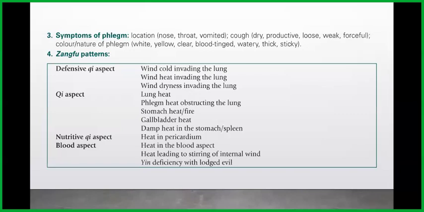The first is the defensive Qi aspect, where there's wind cold invading the lung, wind heat invading the lung, wind dryness invading the lung. Or the Qi aspect, there's lung heat, phlegm heat obstructing the lung, stomach heat or fire, gallbladder heat, and damp heat in the stomach and spleen. There's the nutritive Qi aspect, where there's heat in the pericardium, and the blood aspect is heat in the blood, and heat leading to stirring of internal wind, yin deficiency with lodged evil.